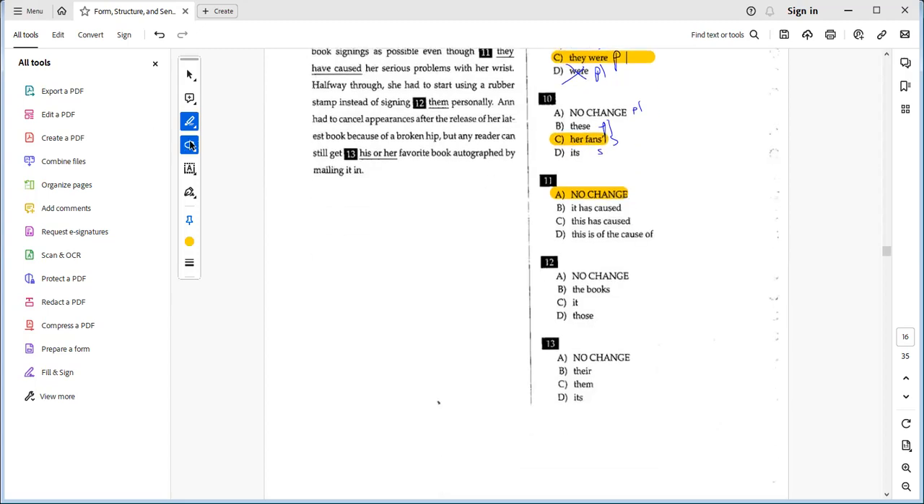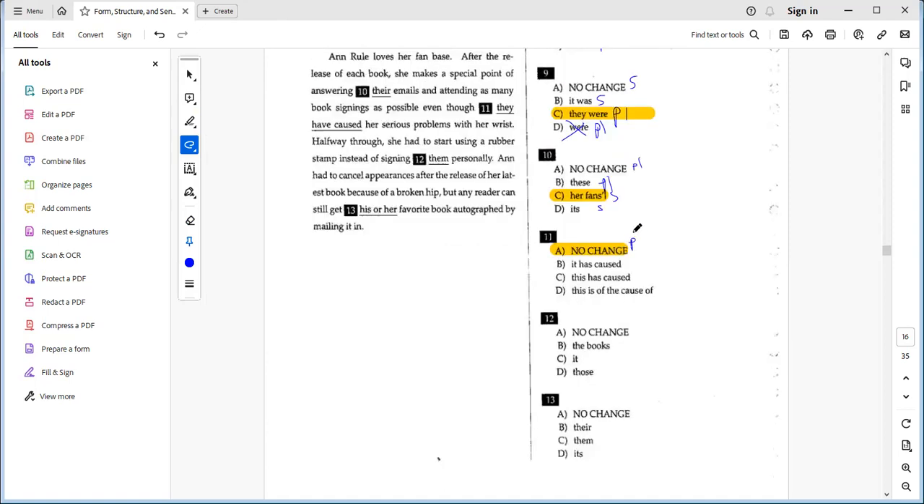Number 11 we said. Here we have "they," plural. It's singular. So it's going to be the plural. Be sure about your answer.